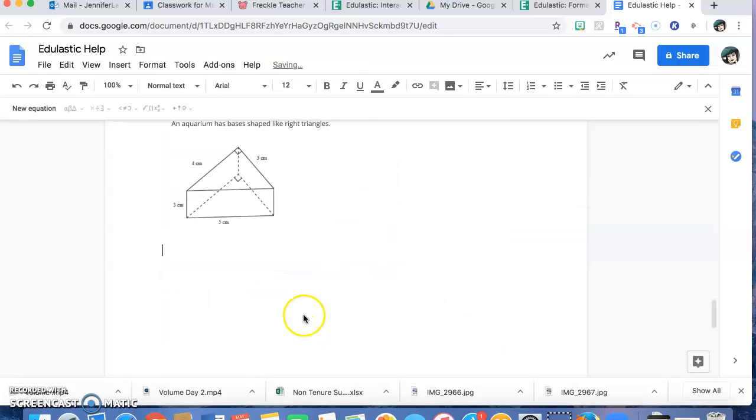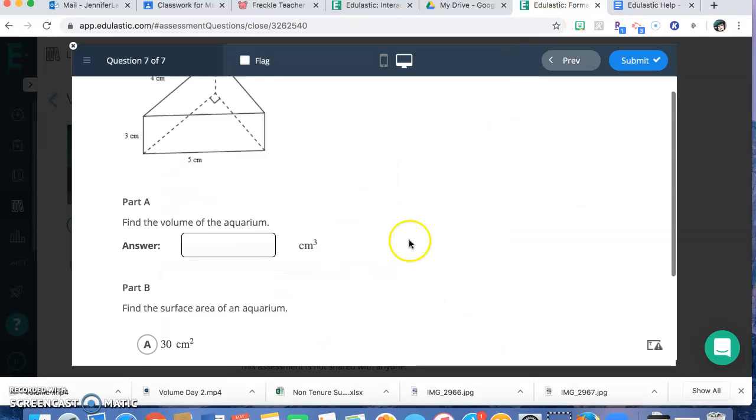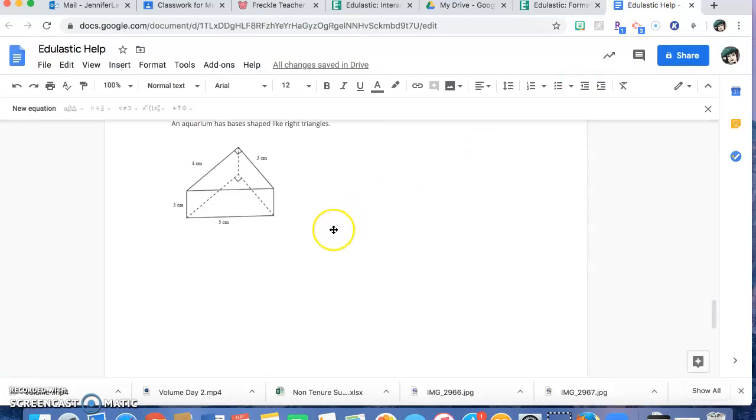So part A wants the volume. So again, I need to find the area of the triangle first. So again, look for the right angle. Here's my right angle. So I'm going to use 3 and 4 as the base and height of my triangle. So 4 times 3 is 12, divided by 2 is 6. So the area of the triangle is 6 centimeters squared. And now I need to multiply it by the height of the prism, or the line that connects the two triangles together.